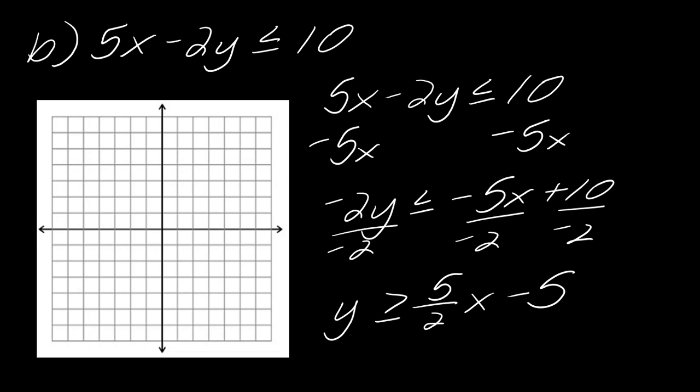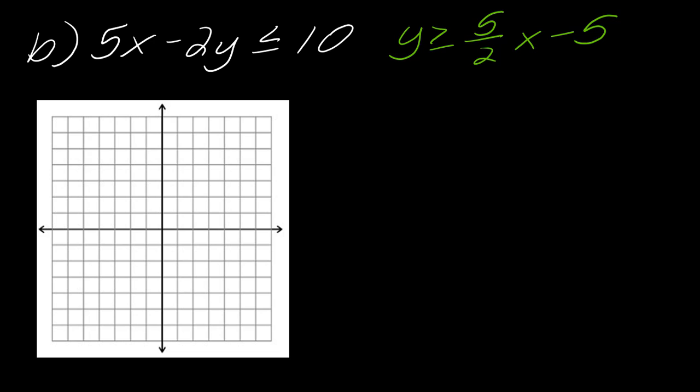And so that will matter. So what I want to do is just note on the side here. So this will be y is greater than or equal to 5 over 2x minus 5. So now I have this in a format that I can actually graph. So let me clear off this work. And now let's go ahead and graph.